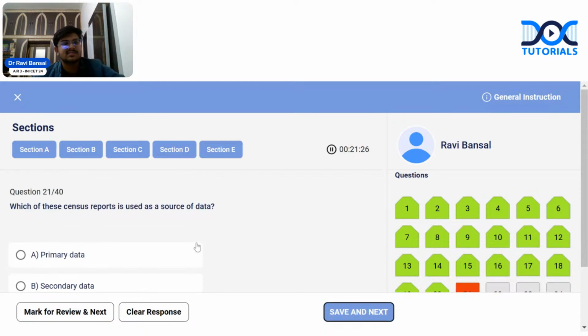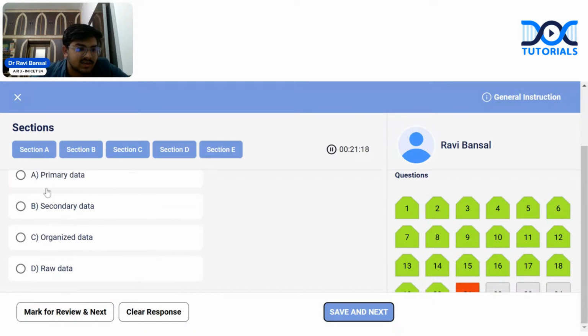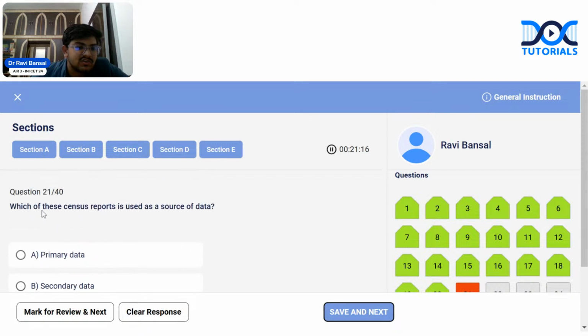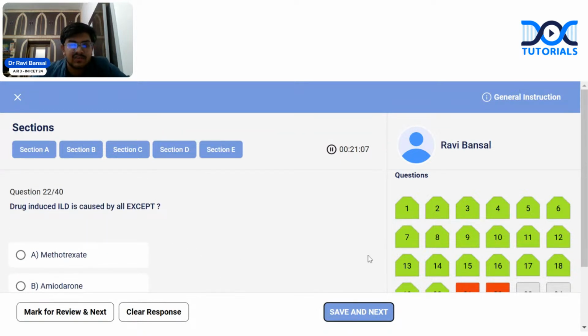Which of these census reports is used as a source of data? I haven't read this classification of data, primary, secondary, but which of these census reports is used as a source of data? I will skip the question. When you come across a question like this, which you do not have any idea about, and after reading it doesn't ring a bell in your mind, just skip it instead of getting minus 1.